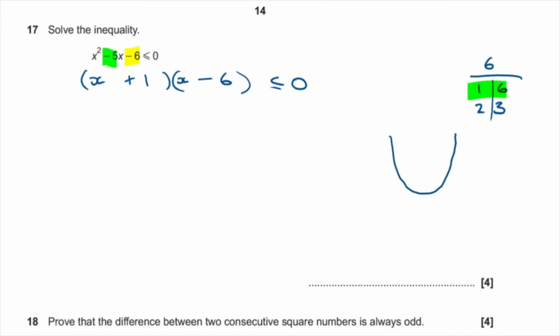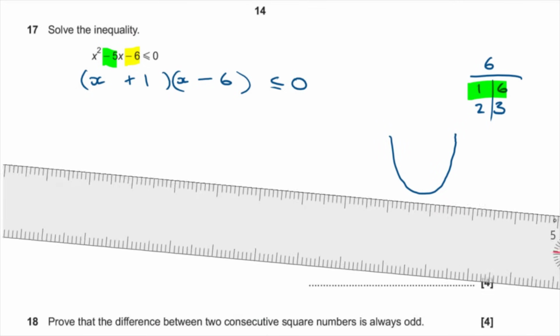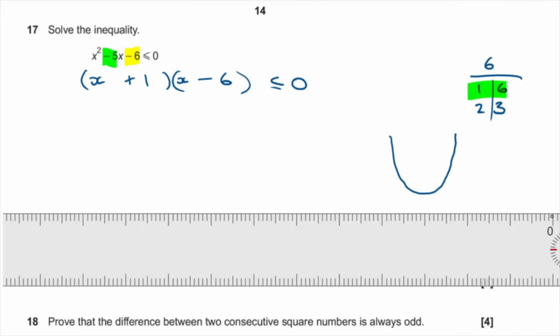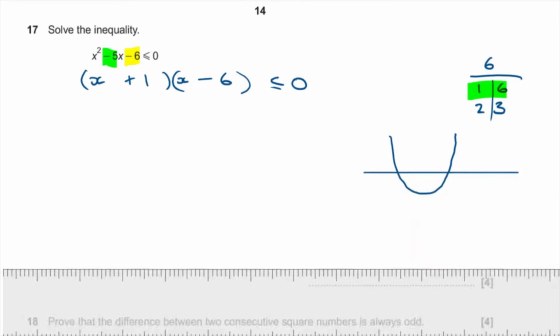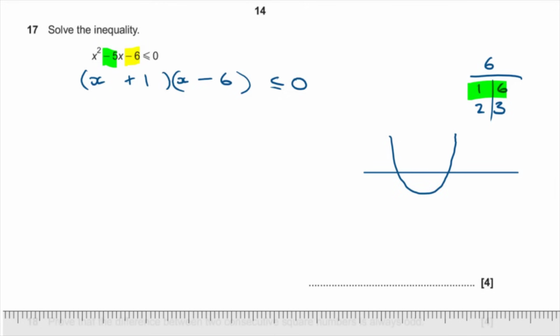Okay, and then this particular parabola is going to have two roots, which we've just kind of worked out, haven't we? So the one on the left, x plus 1, that's going to give you a root of minus 1, and x minus 6 is going to give you a root of 6. So this graph is going to look something like this. So where would the y-axis be? Doesn't really matter. Be somewhere in between.